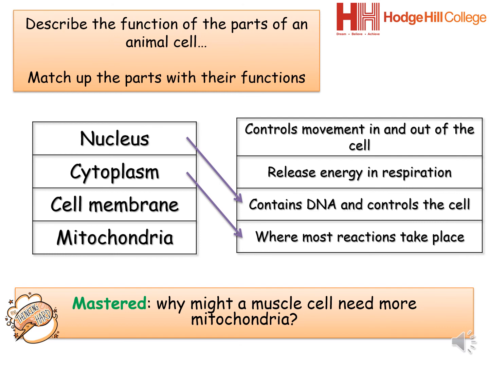You then have the cell membrane. This is where all the movement is controlled in and out of the cell. It also surrounds the cells and allows the nutrients to enter and waste to leave. And lastly, you have the mitochondria. The mitochondria release energy in respiration, or otherwise, these are the powerhouse of the cell. They are structures where respiration takes place.